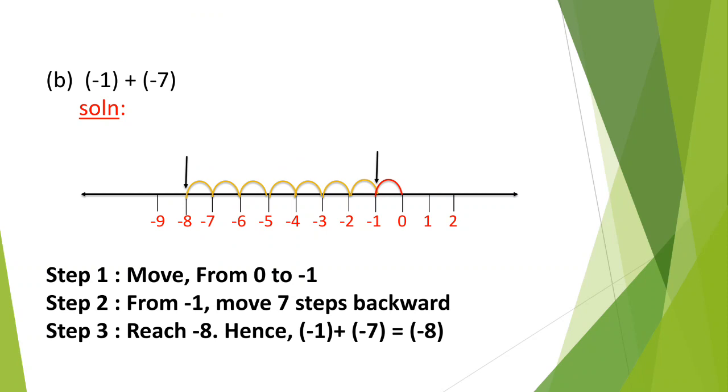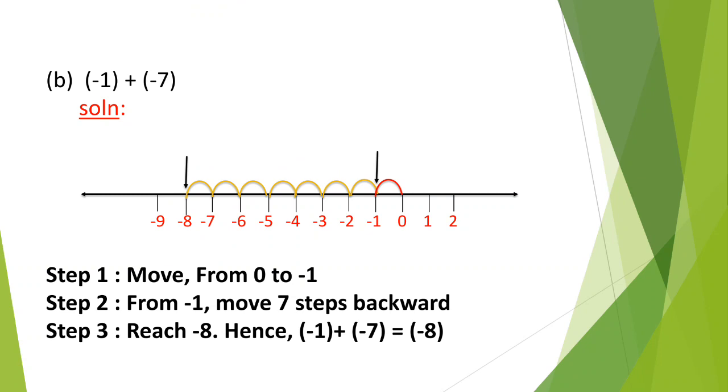Moving to the second sum, minus 1 plus minus 7. Here we have both negative integers. We can take either minus 1 or minus 7. I am taking minus 1 first. What is the first step? We have to move from 0. We are moving from 0 to minus 1. After that, we have the number minus 7.